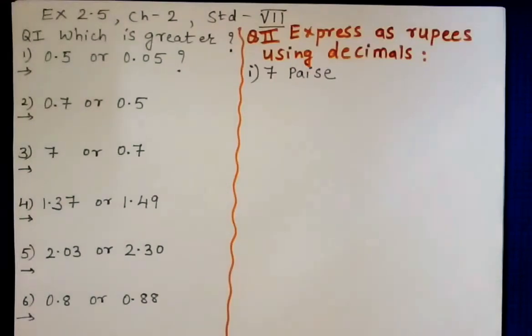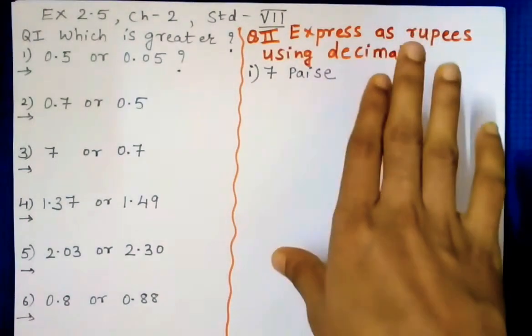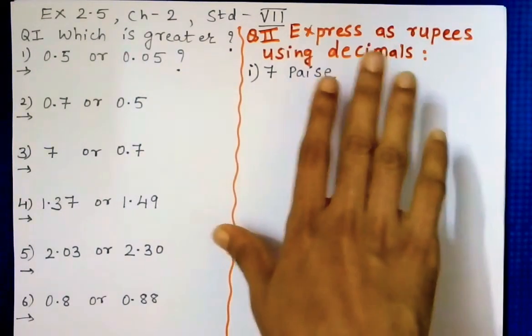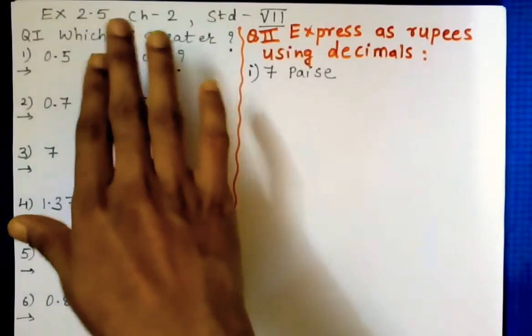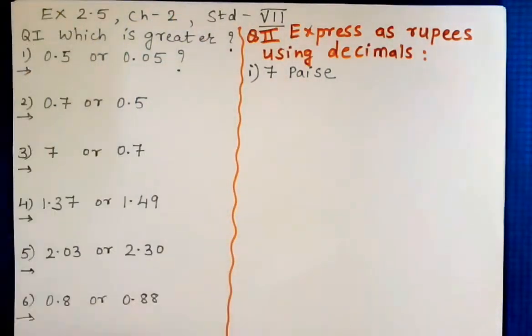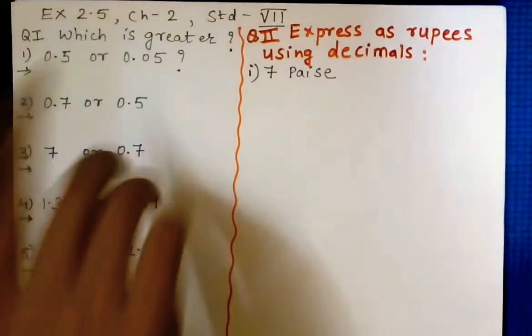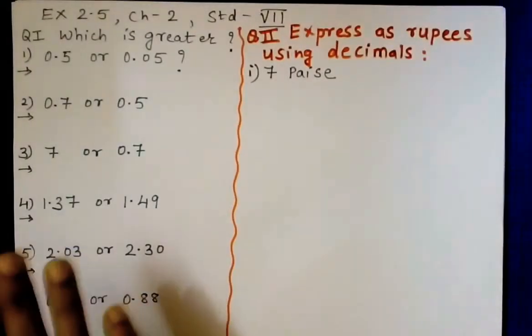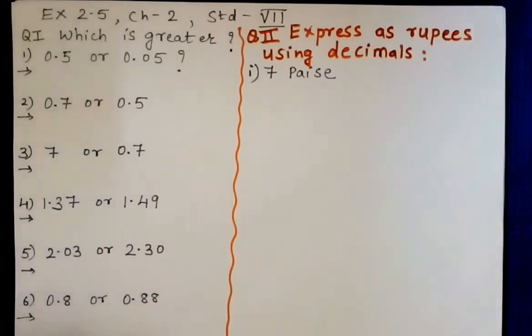Hello students, up till now we have seen all about fractions, addition, subtraction, multiplication and division of fractions. Now our exercise 2.5 is about decimals. From exercise 2.5 starts our decimal part. Till exercise 2.4, whatever we have done was all related to fractions.